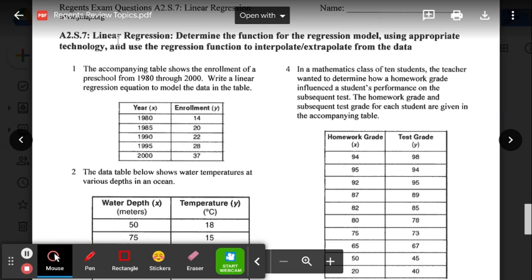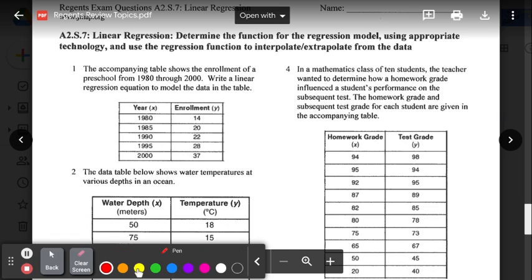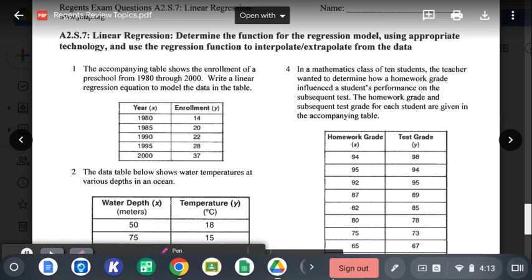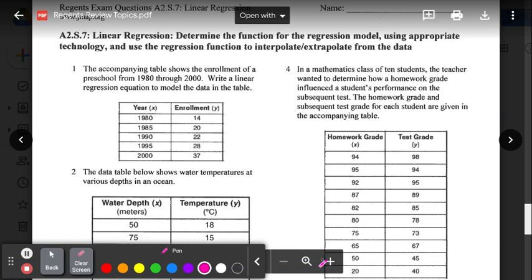So we are on number 1. Let's see, I'm going to do pink. The accompanying table shows the enrollment of a preschool from 1980 through 2000. Write a linear regression equation to model the data in the table.